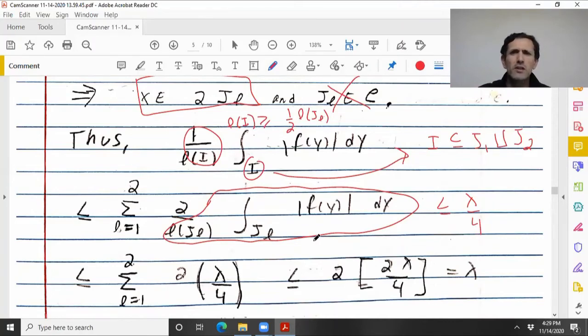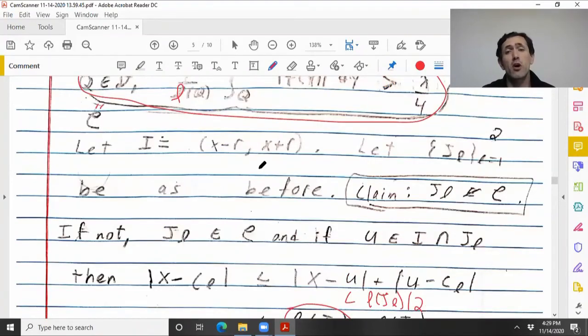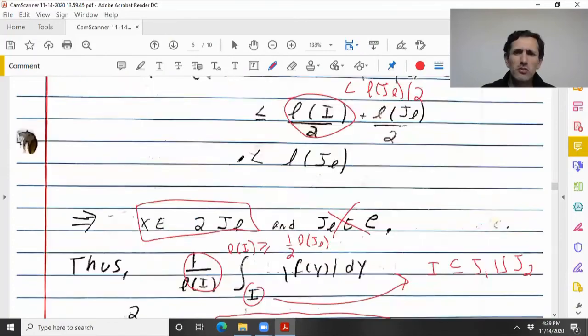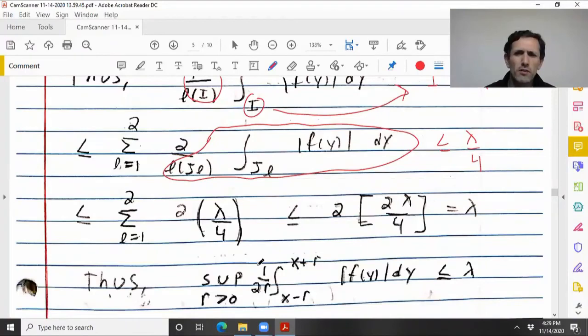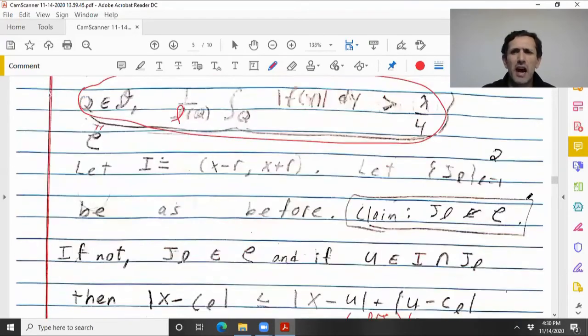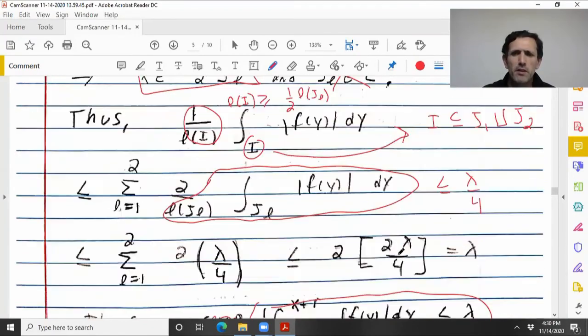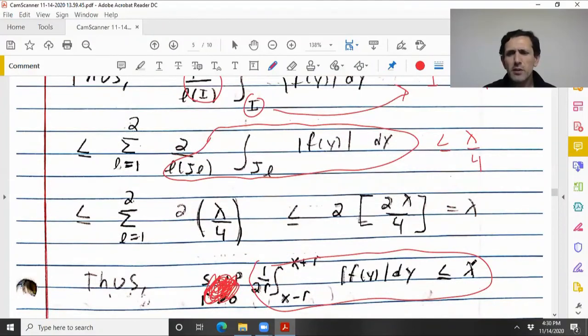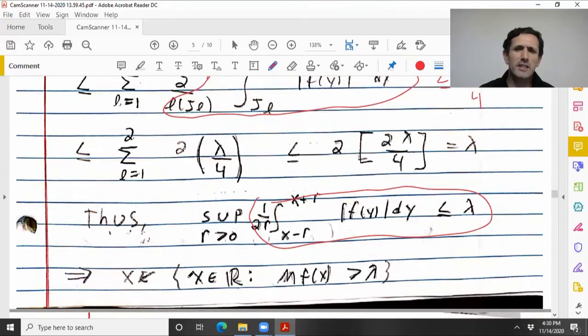Now you'll notice that this is true for any R whatsoever. So in other words, lambda is an upper bound. Basically what we've proven is that, forget about the sup here, for any R whatsoever, this is true if X is not in this union. So if X is not in the union, then lambda is an upper bound for all of these averages for all R. The sup is the least upper bound, so the sup is less than or equal to lambda. So in other words, X is not in this set. The maximal function is this supremum. So we're done for this step.